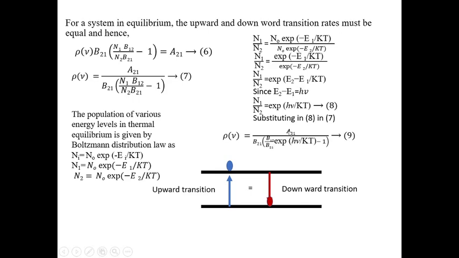Now what happens if I substitute N1 by N2 in this value? Then ρ(ν) = (A21/B21) × 1 / ((B12/B21) exp(hν/kT) − 1), as it is minus 1. This is equation number 9.